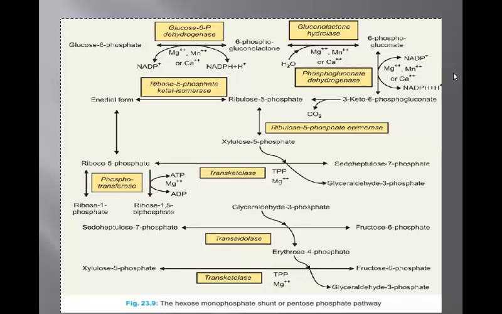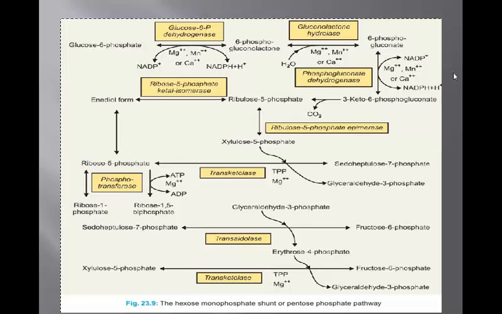What happened there? In the presence of the enzyme transketolase, the keto group, the 2-carbon unit, is transferred to the aldose sugar, that is ribose 5-phosphate, which forms sedoheptulose 7-phosphate, and the remaining 3-carbon unit forms glyceraldehyde 3-phosphate. And this reaction requires thiamine pyrophosphate as coenzyme and magnesium ion.